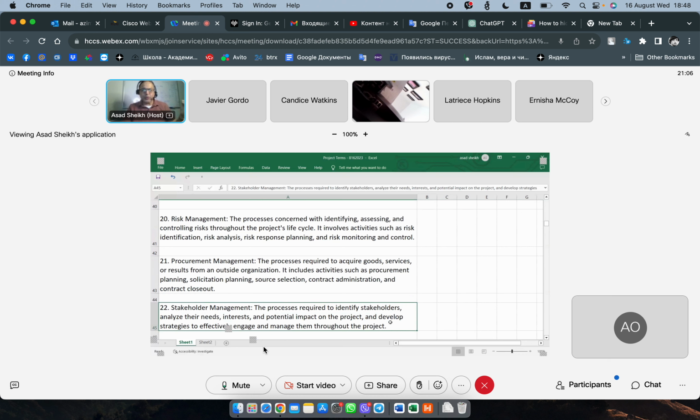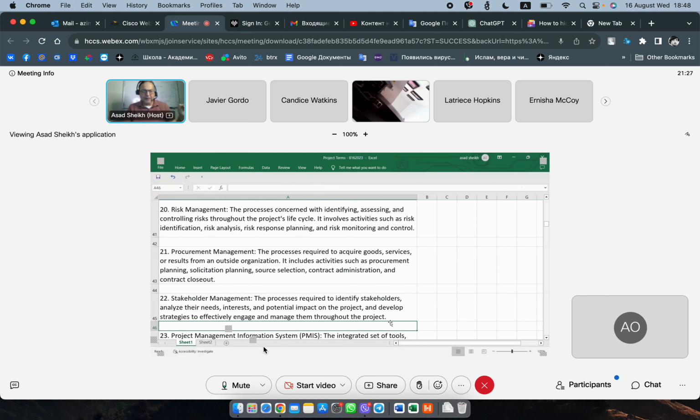When they talk about source selection, they're talking about a seller, a vendor selection, contract administration, and contract closeout. So this is an interesting chapter, actually, procurement management, and we will touch on this in the coming weeks. Stakeholder management is our focus for this week.